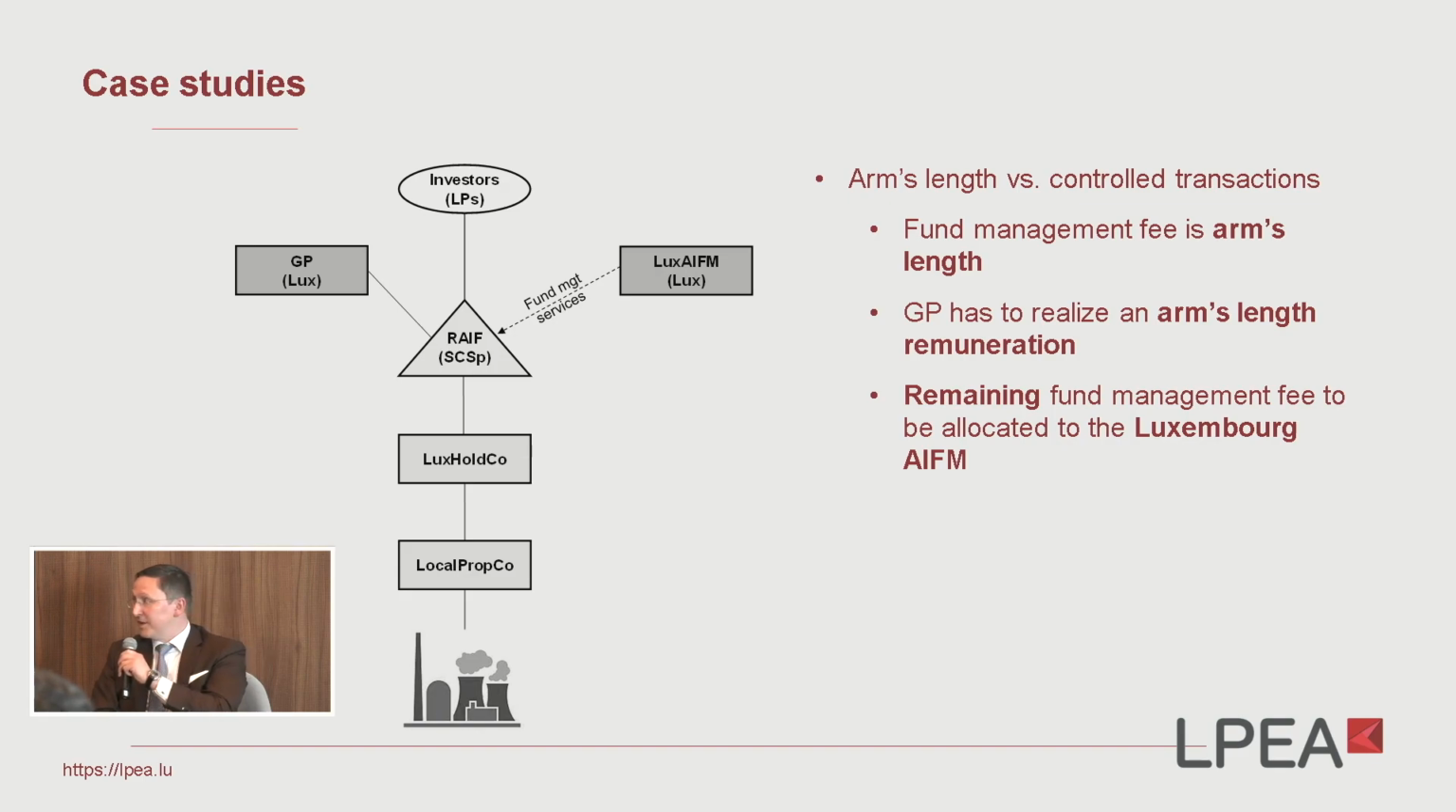Now, these are three examples. In practice, we have been seeing situations that are much more complex than that. So one always needs to look at a case-by-case basis, map the intra-group transactions and the transactions between unrelated parties in order then to perform the transfer pricing analysis.